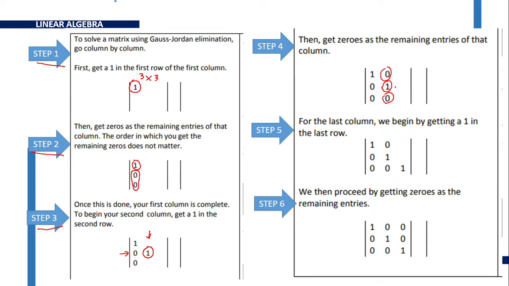Okay? Step 5, for the last column, we begin by getting a 1 in the last row. Okay? So, kailangan naman daw, sa step 5, kailangan natin gawing 1 itong nasa last row. Okay? Third column din siya. Yung pinakababa. Okay? After that, step 6, we then proceed by getting zeros as the remaining entries. So, kunin naman natin yung mga remaining entries dun sa third column. Okay? Gawin din natin siyang 0. So, as you can see, para siyang, ayan, di ba? Oh, yung diagonal niya is 1 and all other entries niya is 0.